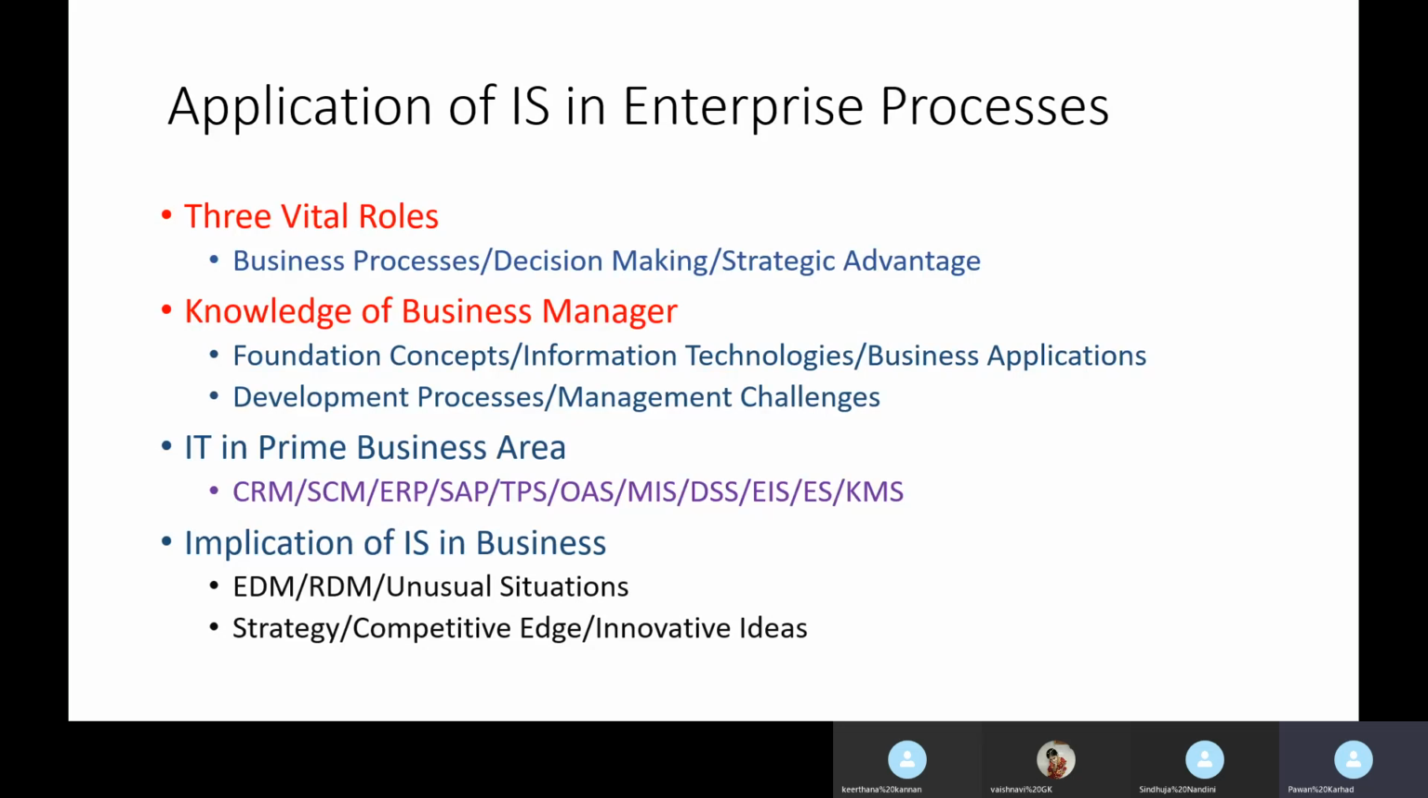Then the next point is business applications. For this you can remember the above vital roles. We must see whether the business applications are supporting business processes, decision making or strategic advantages, and if they are supporting them, whether they are effective or not. That is the level of knowledge the business manager must have. After this, the next point is development processes. Now we are developing a software. He must know about the processes involved in the development of software.